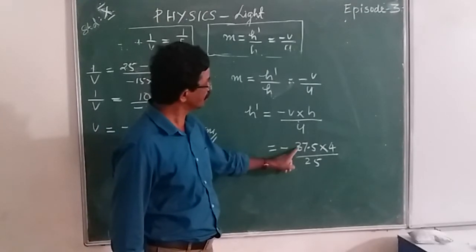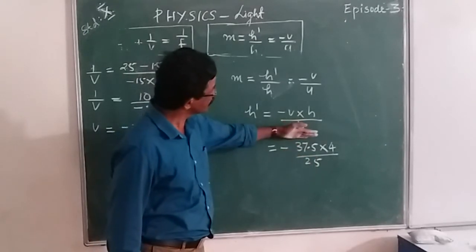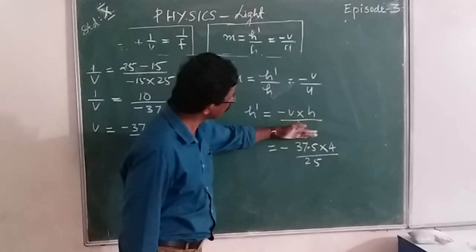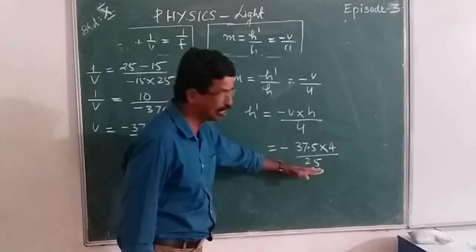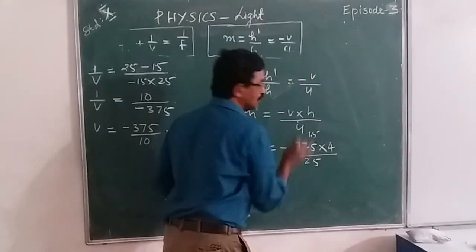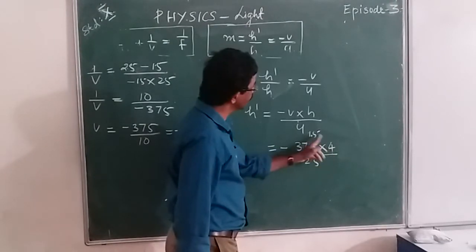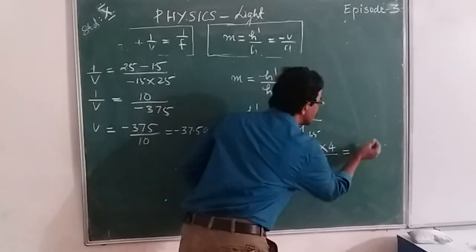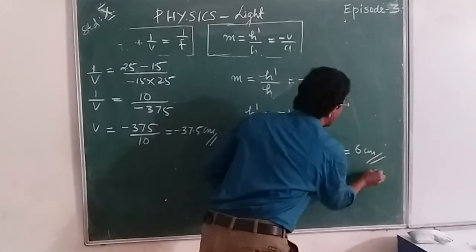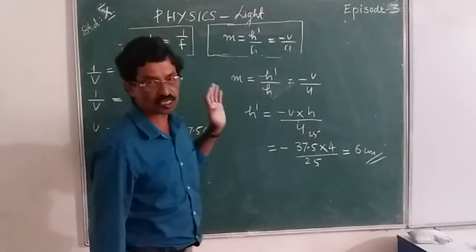If we avoid the decimal, 375 divided by 25 will come 15 times. And then put a decimal. Now 15 into 4 is equal to 60, and then give one decimal. That means you get 6 centimeter as the height of the image.